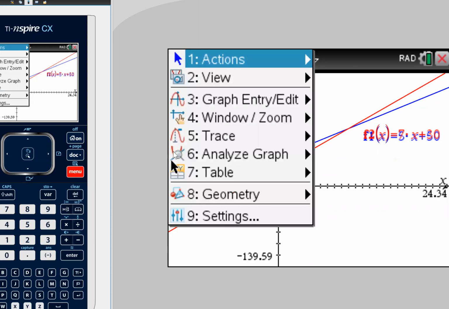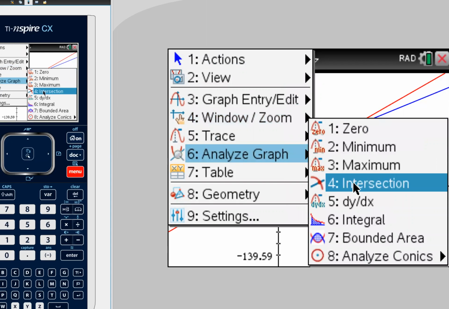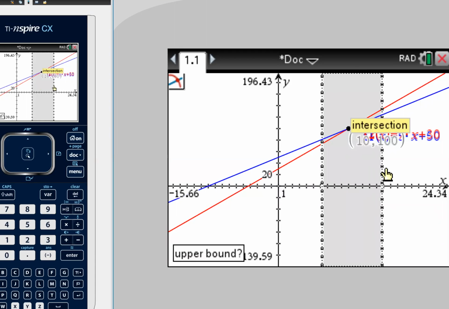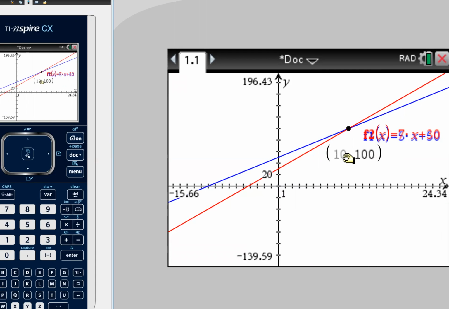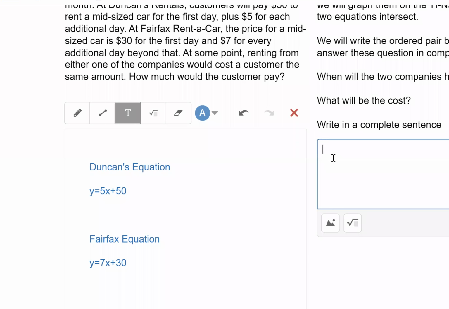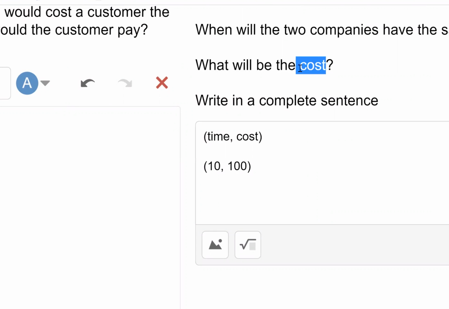And then you can do the menu, analyze graph, intersection, go to the left, go to the right, and then we got 10, 100. So remember, most of the time the x is going to be time. And we are talking about the cost. So that's our y value.